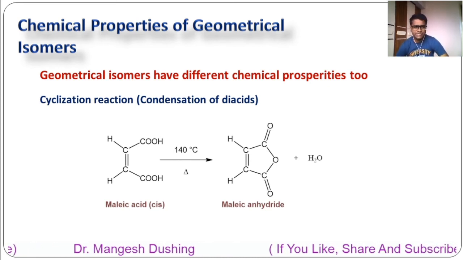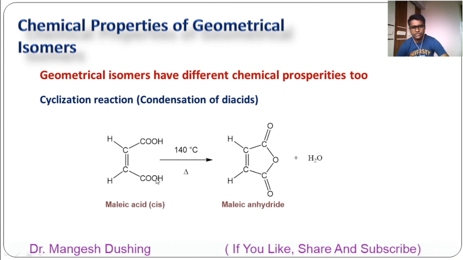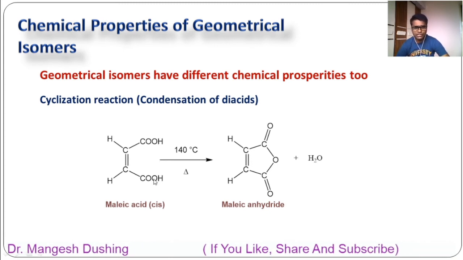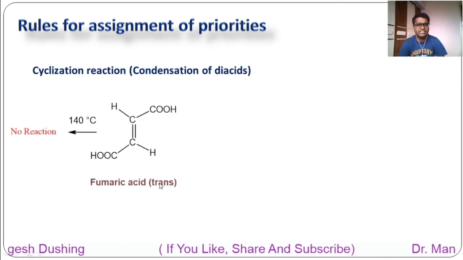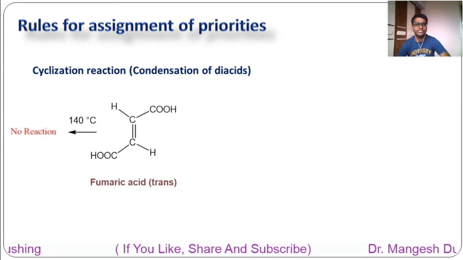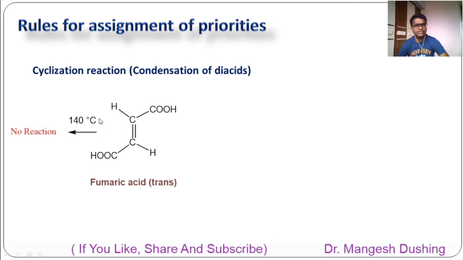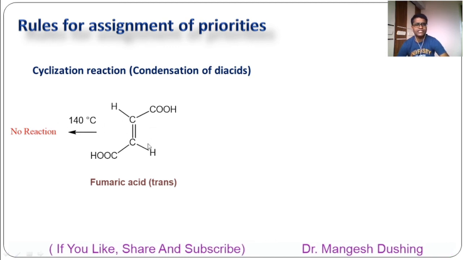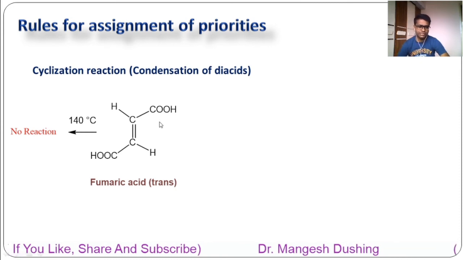Why does this happen? Because these COOH groups are on the same side of the double bond, so cyclization is very possible. But it is a different case for its trans isomer. The trans isomer is fumaric acid. If you heat it at 140 degrees Celsius, there will be no reaction because cyclization is not possible. These groups are on the opposite sides of the double bond.